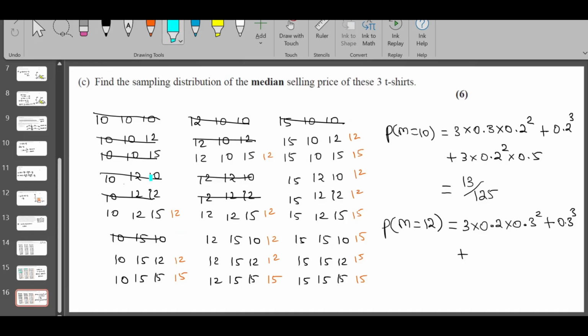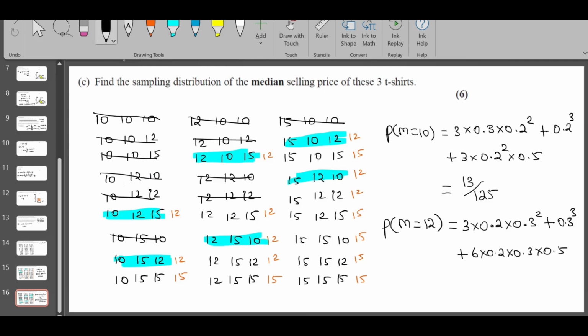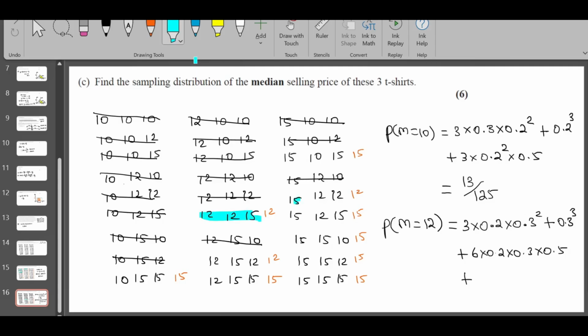And then 10, 12, 15, 10, 12, 15, 10, 12, 15. Okay, 10, 12, 15, 4, 5. There is one more here also, 6 of 10, 12, 15. So 6 times 0.2 times 0.3 times 0.5 plus. So we are done with this. Any other 12? 12, 12, 15, 12, 12, 15 and 12, 12, 15. 3 of it. So 12, 12 which is 0.3 square times 15 is 0.5. I think that's all. There is no other 12, right? So we have taken all the 12.